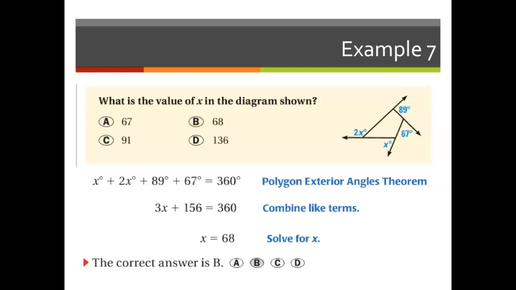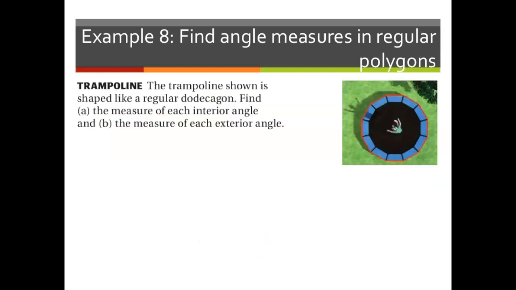All right, we have one last example. We have a trampoline here. It says the trampoline shown is shaped like a regular dodecagon. Find A, the measure of each interior angle, and B, the measure of each exterior angle. Let's start by determining the sum of all the interior angles. We have a dodecagon, which means this has 12 sides, so that would be 12 minus 2 times 180.